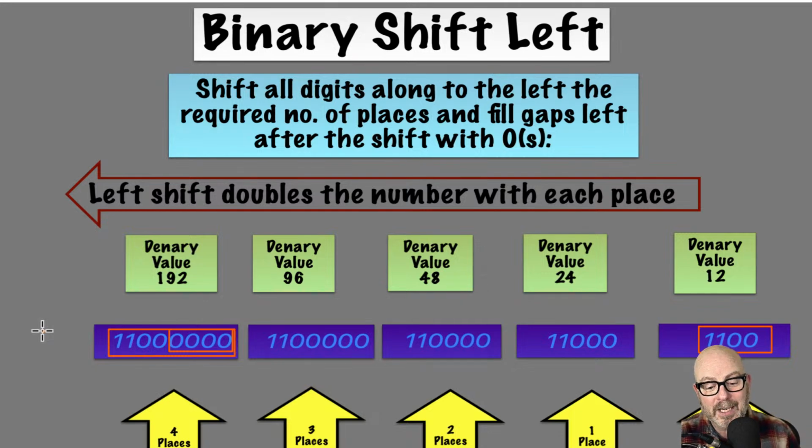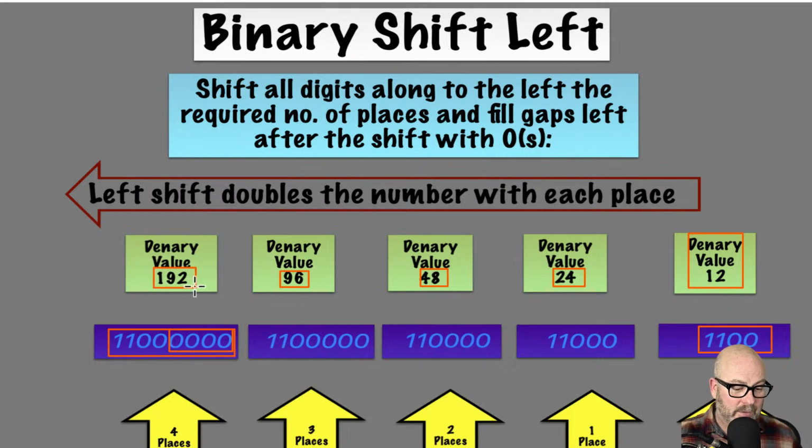So you shift left to multiply and right to divide, okay? Left to multiply, right to divide. So if you look at this, 1100 over here, the denary value in decimal is 12. You do a 1-place shift and it becomes 24. You do a 2-place shift, it becomes 48. See how this number here is doubling each time? So it's a really quick way of multiplying. You're just sticking zeros on, okay?